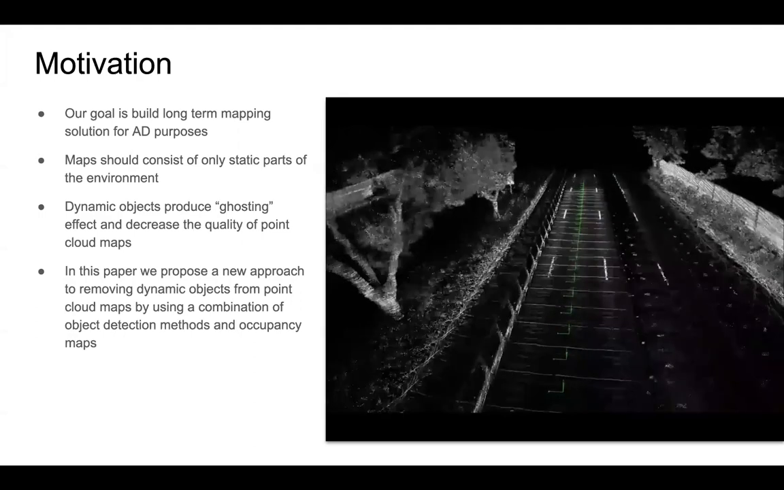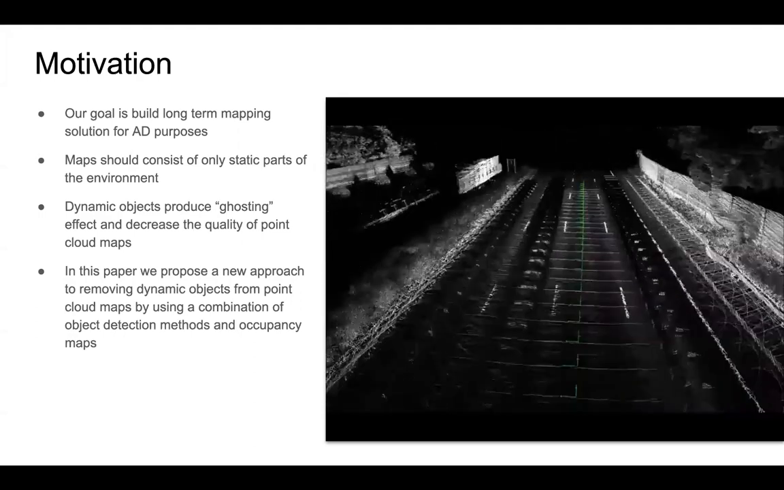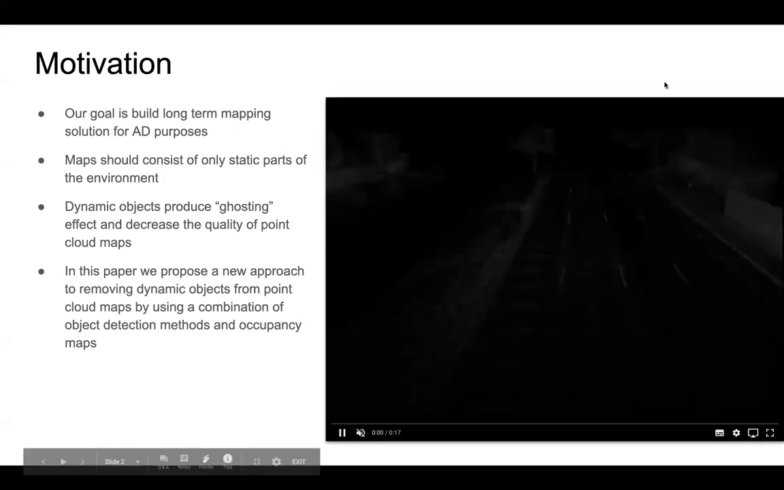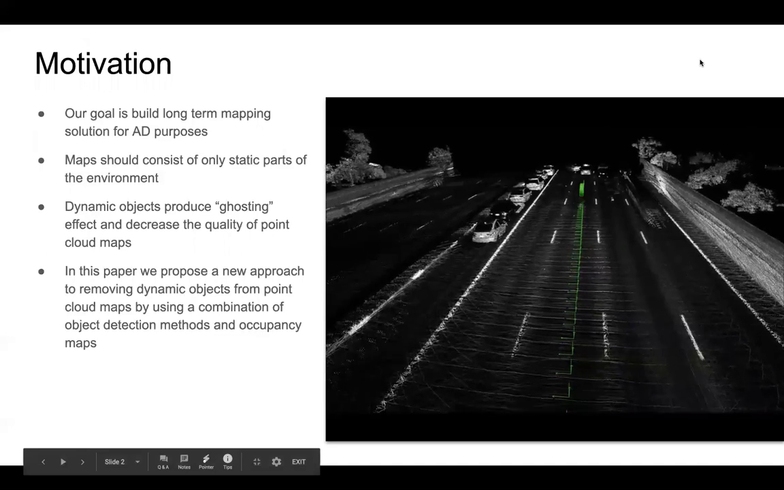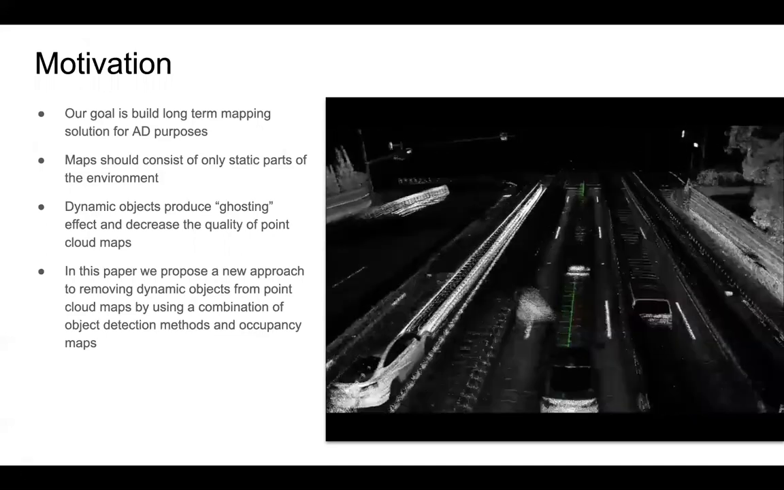So it is important to remove these dynamic objects as they can lead to a ghosting effect, as seen in the video snippet. In this paper, we propose a new approach to remove dynamic objects from point cloud maps by using a combination of object detection methods and occupancy maps.